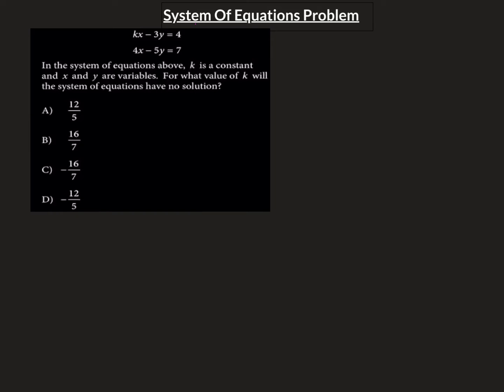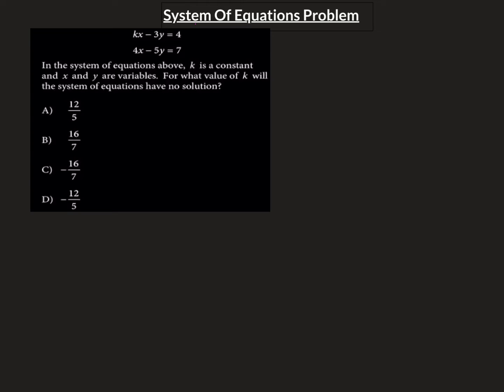Hey everyone, in this video we'll be going over this system of equations problem. The question is, kx minus 3y equals 4 and 4x minus 5y equals 7. In the system of equations above, k is a constant and x and y are variables. For what value of k will the system of equations have no solution?